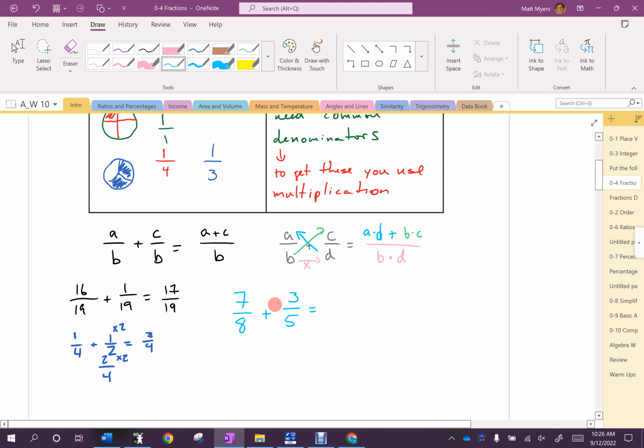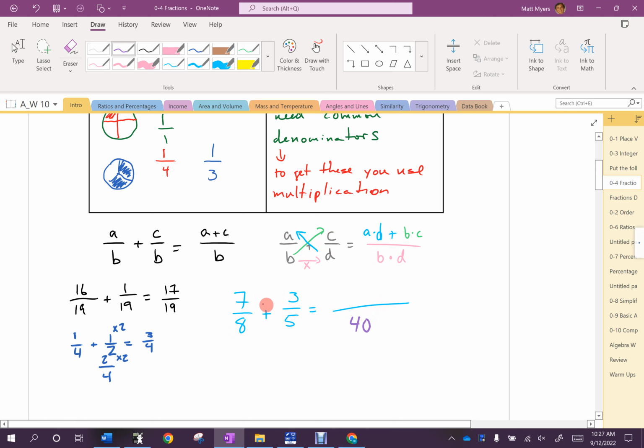Now, does this look like this? Yes. So our new denominator, b times d. What do I do with 8 and 5? Multiply them together. If you don't know your times tables, what are you going to use? A calculator. What's the answer? 40.